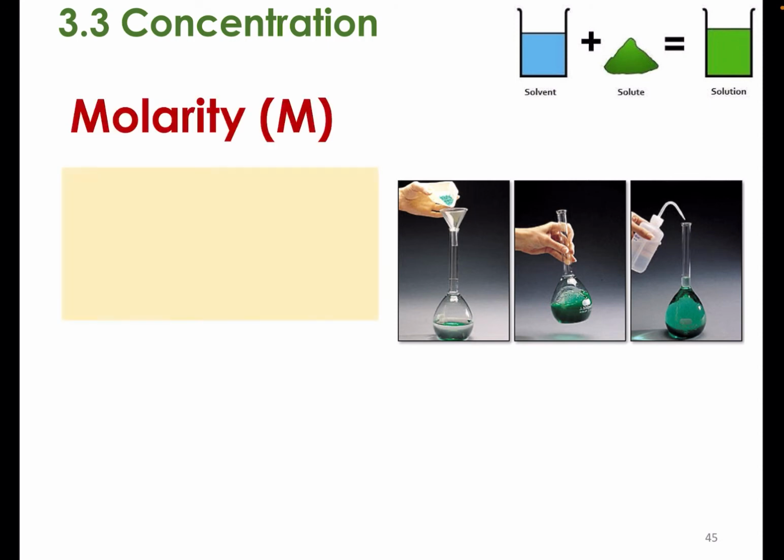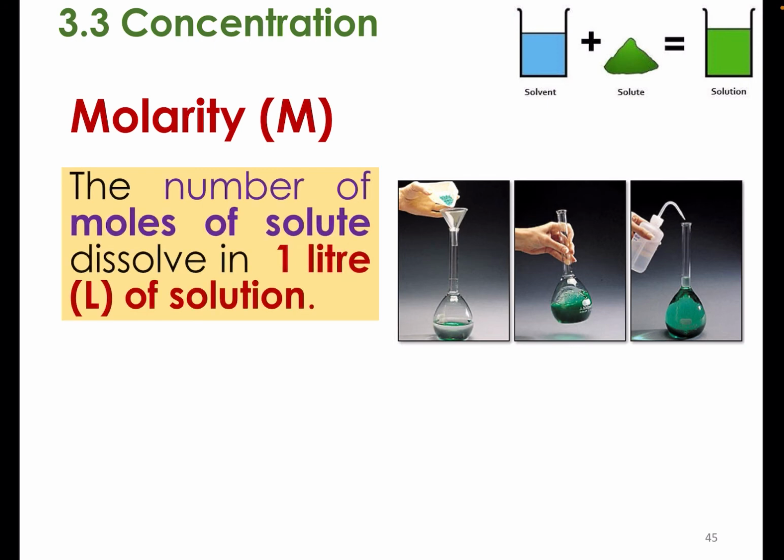Molarity is the number of moles of solute dissolved in 1 liter of solution. If you look, I highlighted moles of solute. The solute in this case is dissolved in 1 liter of solution. So the solution in this case is 1 liter, and the unit must be liter. If you get the solution in a unit other than liter, you have to convert it into liter. That's why it is important for you to understand the three different terms: solute, solution and solvent.